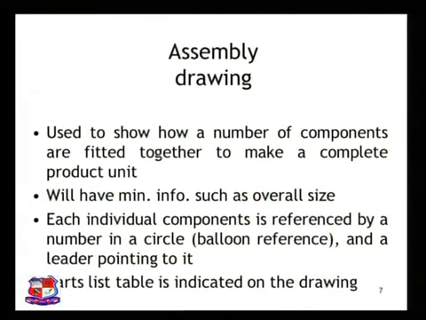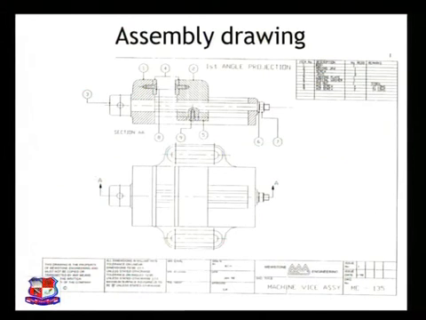Each individual component is referenced by a number in a circle, also called a balloon reference, and a leader pointing to it. Numbers are given in the assembly drawing, for example number 1, 2, 3, 4 and so on, and all the numbers are named in the part list. So everywhere it's not compulsory to write the name of the part. The name of the part is mentioned in the parts list, also called the bill of material. The part list table is indicated on the drawing to the left side as shown over here.